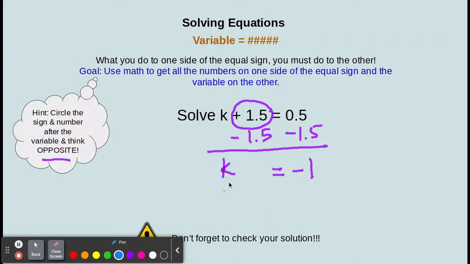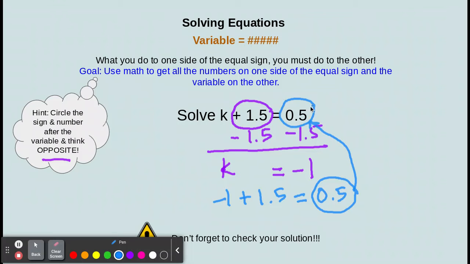But I want to first check. Wherever I see a k in my original equation, I'm going to put a -1. So -1 plus 1.5, what does that equal? That equals 0.5. And that, in fact, matches our original. So our solution, k equals -1, is correct.